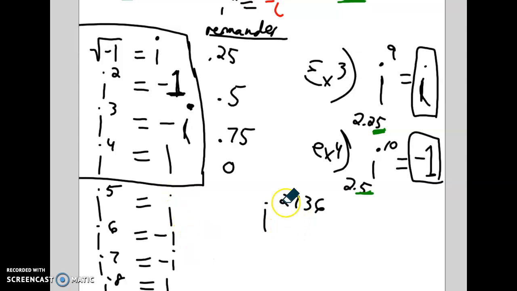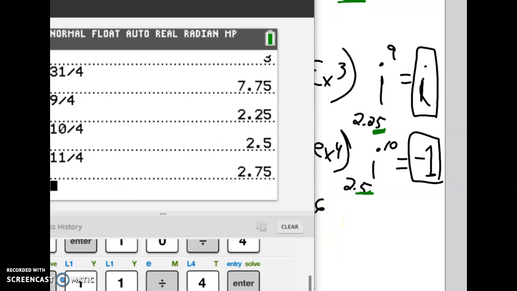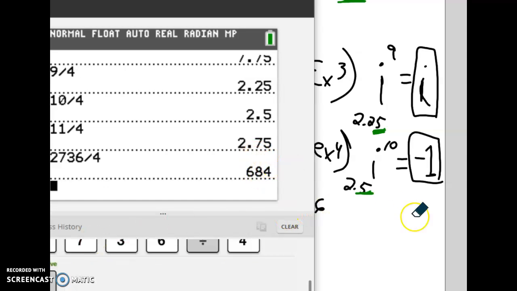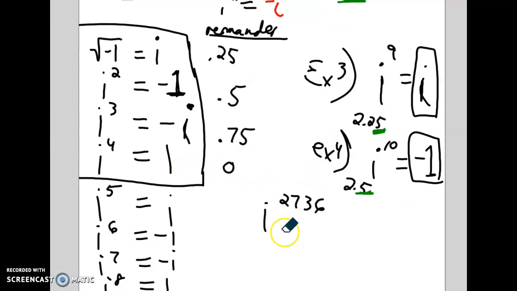And I told everyone in class, the reason why we do this is because I may ask you, what is i to the 2,736? And you know exactly what to do. You just take out your calculator, go 2,736 divided by 4, and it's even. So I don't even have to do any math. The answer to i to the 2,736: there was no remainder, so the answer is 1. That's right. The answer is 1.